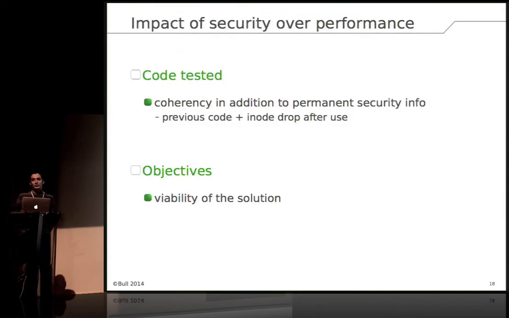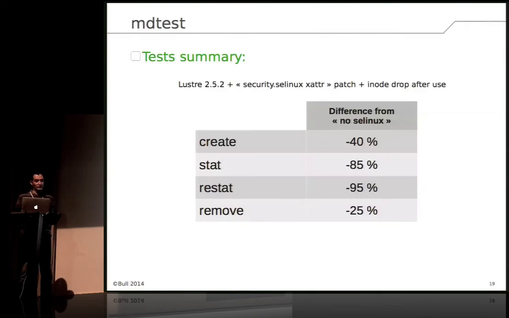Now, other performance tests with the feature to ensure security information coherency. Again, this is the same code plus the code that drops inodes after every use. So let's see if it is a viable solution.